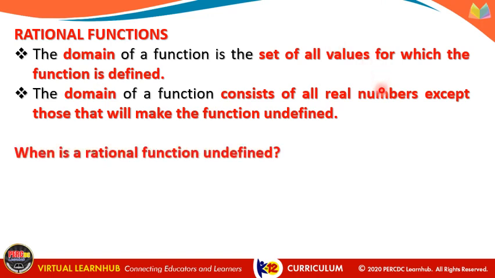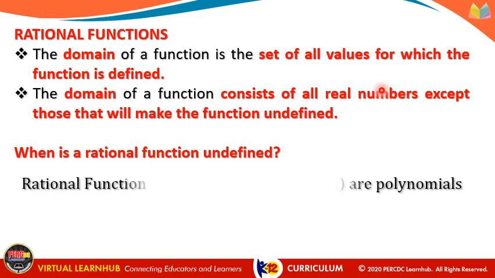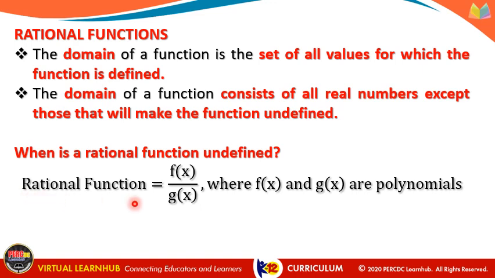Ngayon, balikan natin ang rational functions. Kailan ba magiging undefined ang isang rational function? Recall na ang rational function ay may polynomials as the numerator and the denominator. So, yung f of x and g of x must be both polynomials. Mula sa nasabi natin kanina, ano ulit ang domain ng mga polynomials? Ang domain ng polynomials is the set of real numbers. This means na ang domain ng f of x ay lahat ng real numbers. Ang domain ng g of x ay lahat ng real numbers.